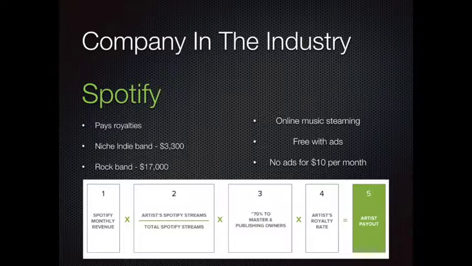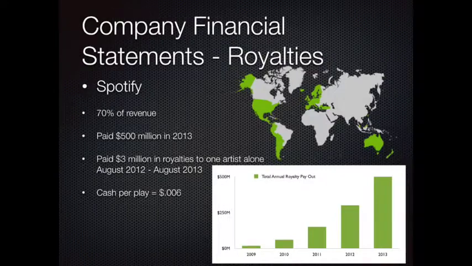A niche indie band on Spotify would generate about $3,300 in royalties, while a well-known rock band would make about $17,000. According to Spotify's financial statements, 70% of their revenue goes directly to paying royalties to the right holders. Spotify distributes royalties to their featured artists and paid $500 million in 2013. And out of that $500 million, 3 of it went to a single artist who the company will not disclose.